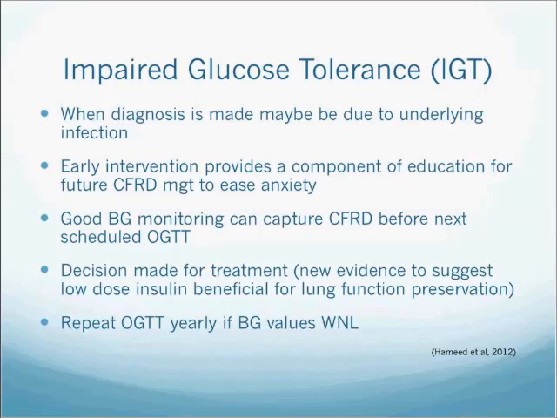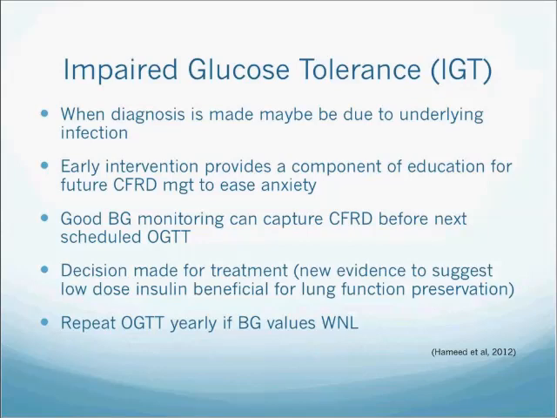And impaired glucose tolerance is this in-between stage before a person actually has full-blown CF-related diabetes. And sometimes it's transient. It can be due to a person having an underlying infection. But it's also an opportunity, if they do have impaired glucose, to act as an early intervention where you can start a piece of the education for future CFRD management. And it helps ease them into the whole overwhelming load of managing diabetes.